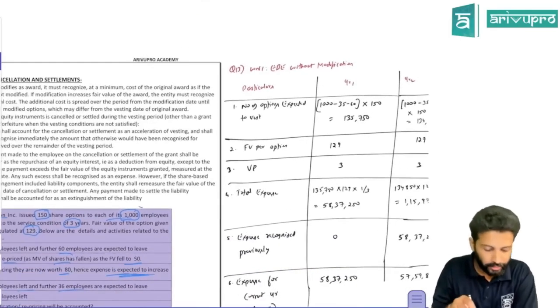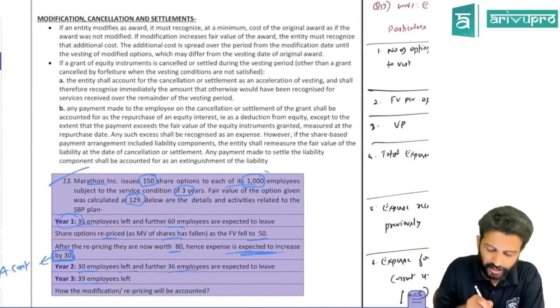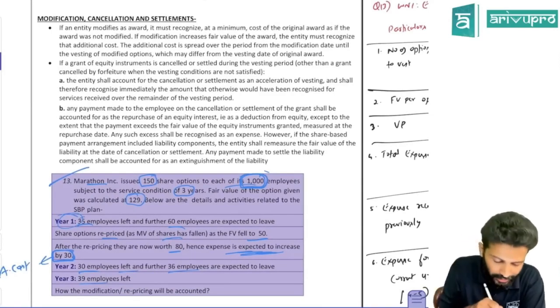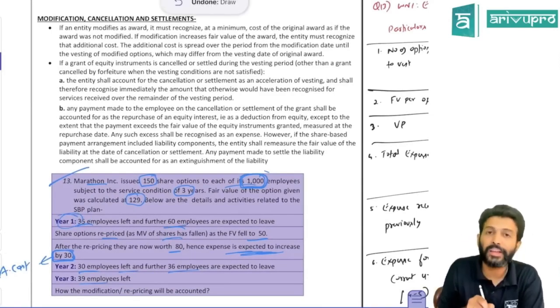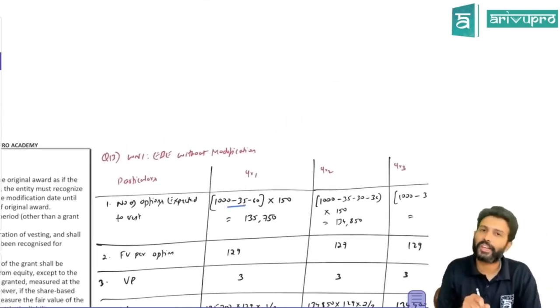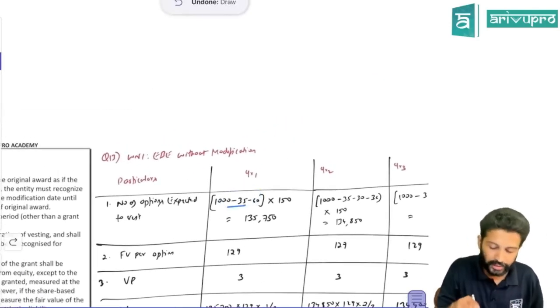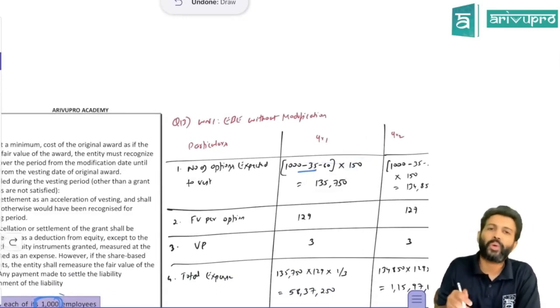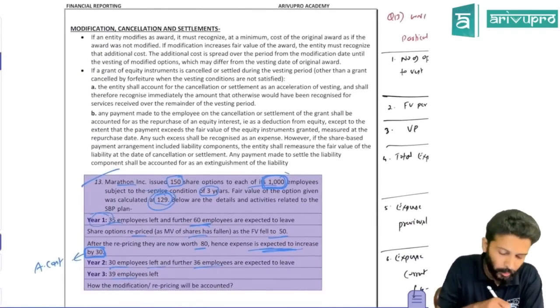At the end of the first year, how many options are expected to vest? How many employees did you give the option to? 1,000. In the first year, how many left? 35. How many are expected to leave in the first year? 60. So of 1,000, 35 already left, 60 are expected to leave. These are the number of employees, and each employee has been given how many options? 150. So the total number of options expected to vest is 1,35,750. And what is the fair value on the grant date? They've given it as 129.